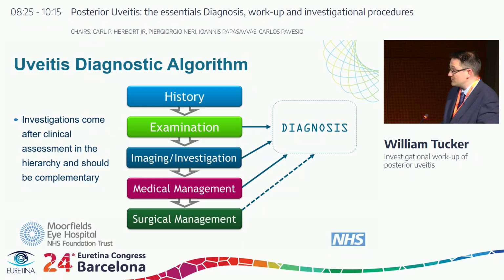So Ilaria has already given us a schema for how we might investigate and manage a uveitis patient, but essentially we have a history and examination, investigations, and then medical and or surgical management. And investigations come after the clinical assessment, as has been espoused by Ilaria there in the hierarchy, and should be complementary to it. An important point here is our arrows always lead back to the diagnosis potentially, so we can always change our mind even after medical and surgical management. We often have to revise our diagnosis, and we shouldn't be afraid of returning and repeating these things later on to make sure the diagnosis is correct.